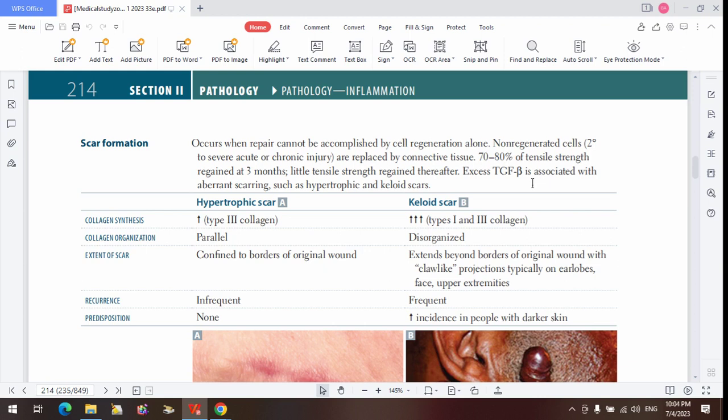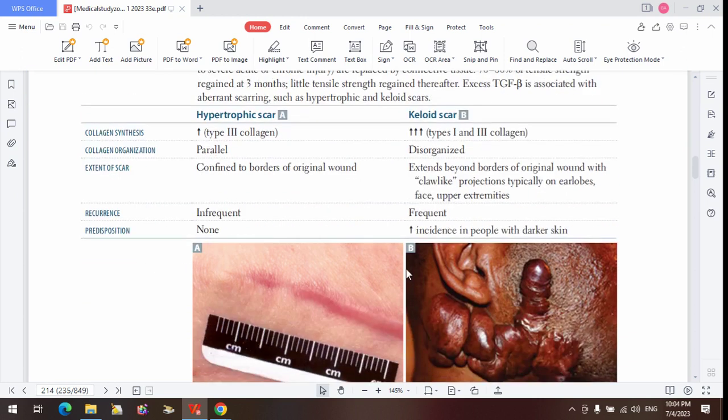3 months, okay. And you know that what is driving the deposition of collagen is what? Activation of fibroblasts by TGF-beta. If there's any stimulus causing overexpression of this TGF-beta, probably if that wound is too extensive, it will lead to aberrant scarring. That is, you have too much scarring. And we have two forms of too much scarring, hypertrophic and keloidal scar. So that is what we now want to start looking at.